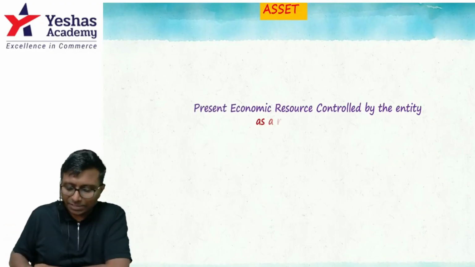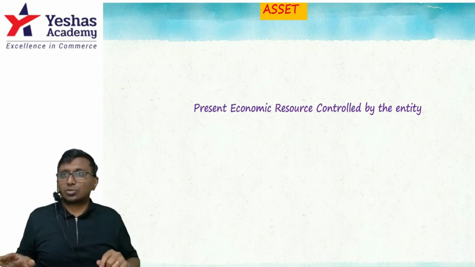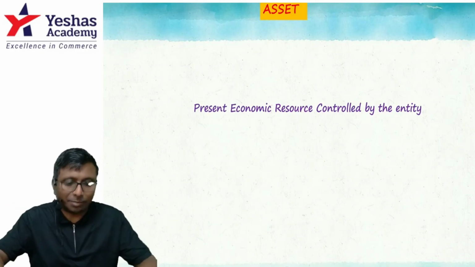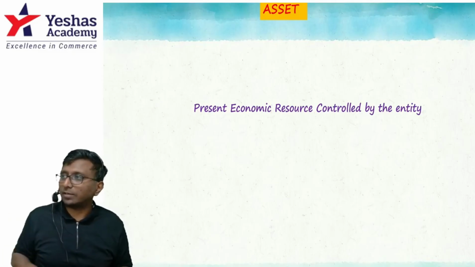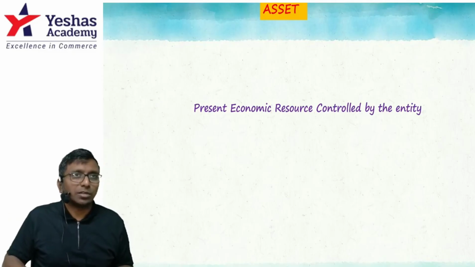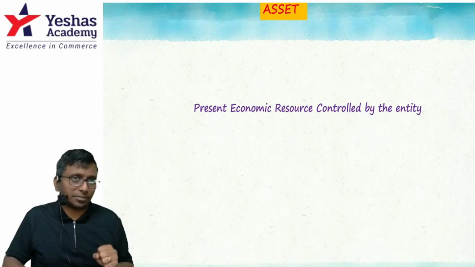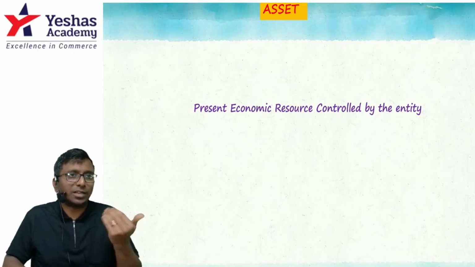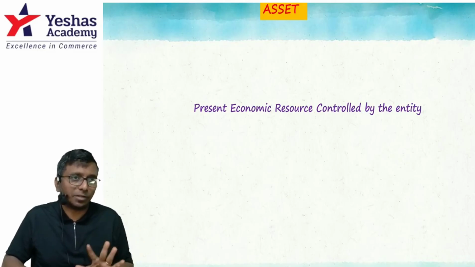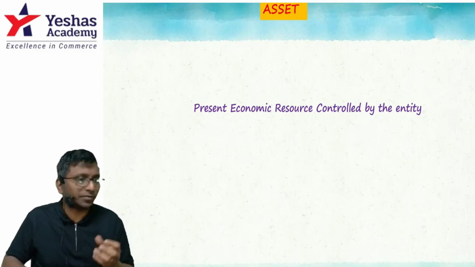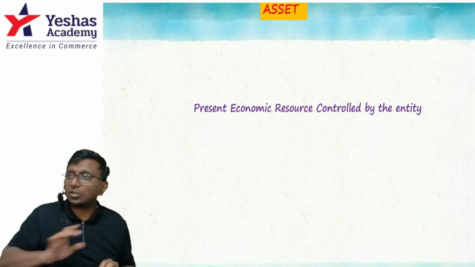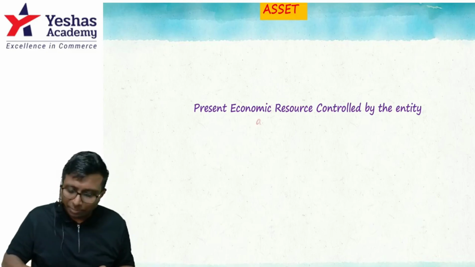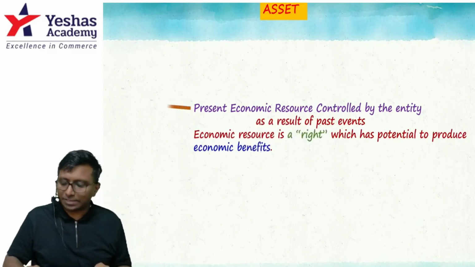Okay, so what is an asset? Asset is a present economic resource controlled by the entity arising from the past event. What is economic resource? Economic resource is a right which has a potentiality to get the future economic benefits. Or money is going to come because of this right. I'm going to get the money. That is what economic resource is, basically.